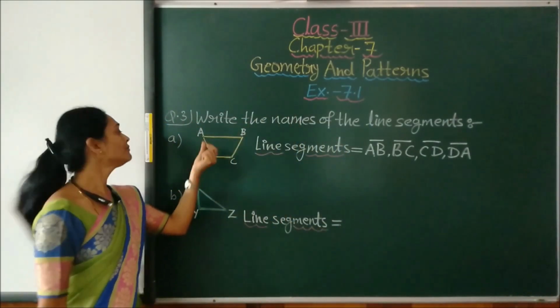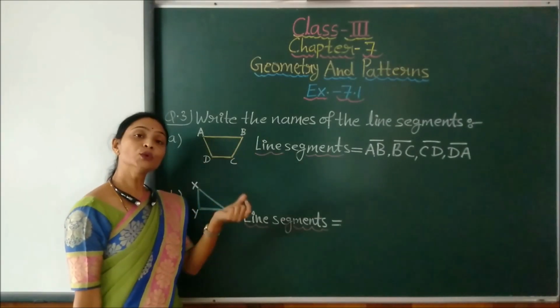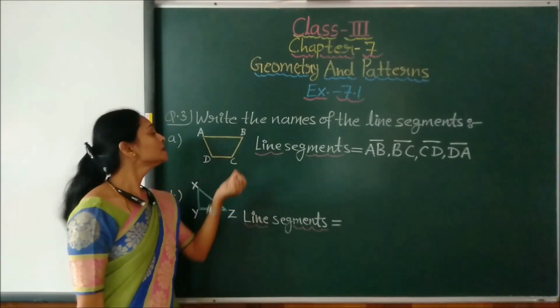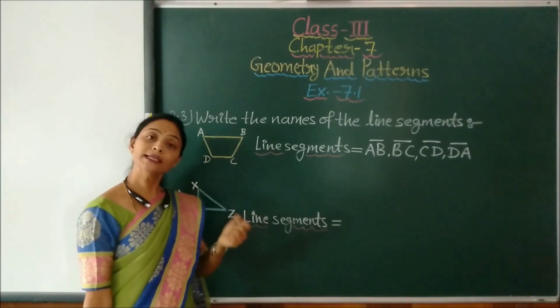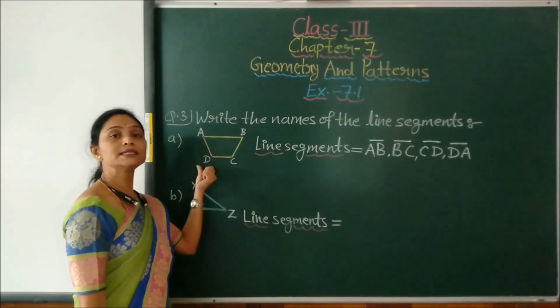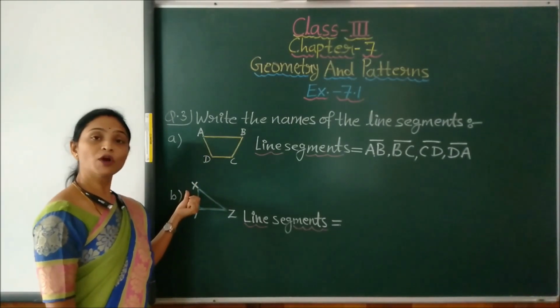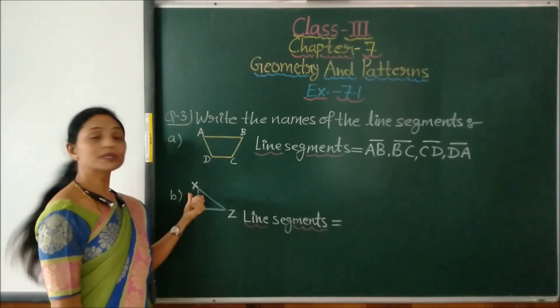From any alphabet you may start, and you have to take two alphabets together to write the name of the line segments like this AB, then BC, then CD and then DA. Same way we will write the name of the line segments for this figure.